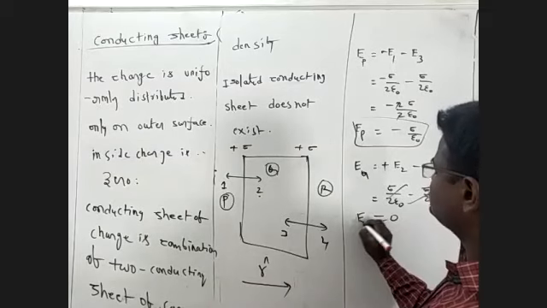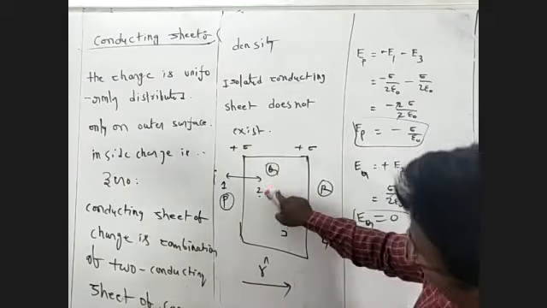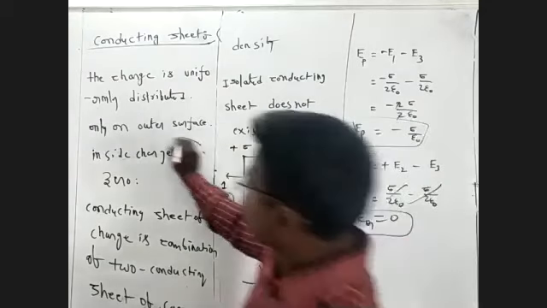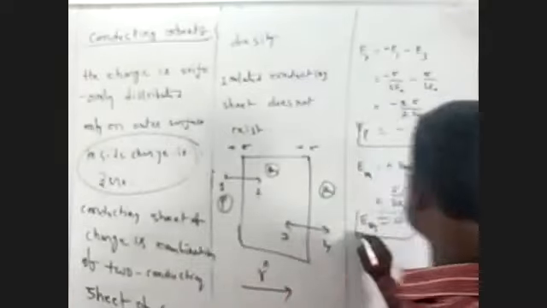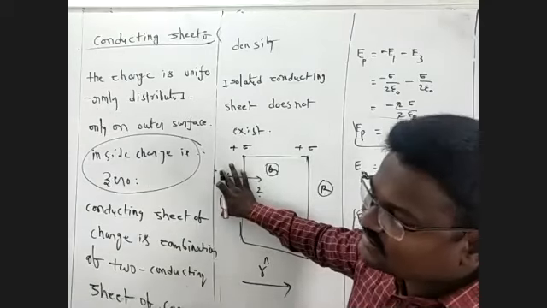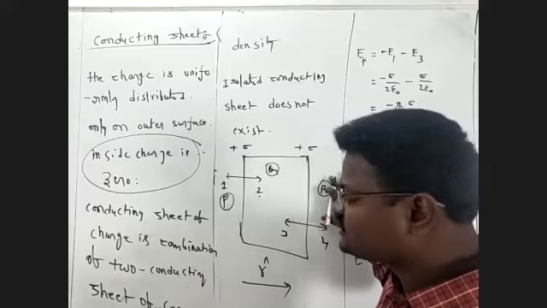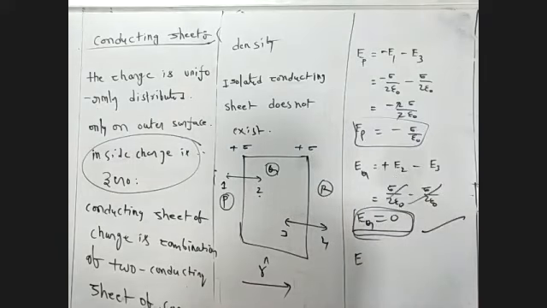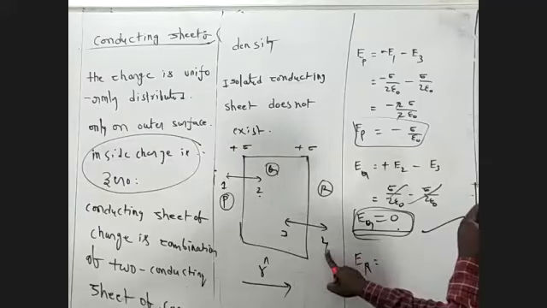In the region inside, the charge is 0. Charge is 0 means the electric field is also 0. Next, outside the conductor. This is outside the conductor and this is inside the conductor. Inside the conductor, the electric field is 0. The charge inside is 0, so the electric field is also 0.